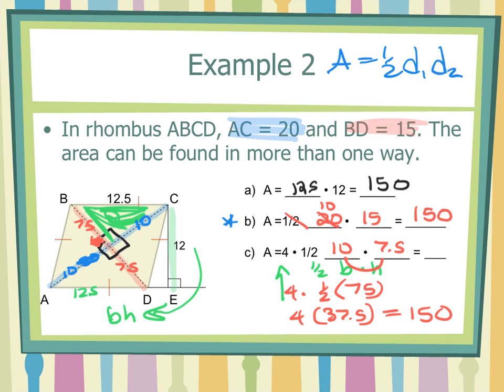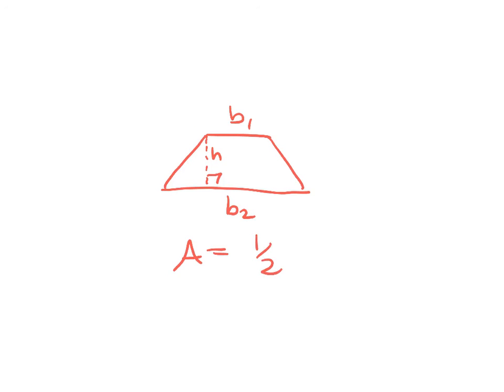But just to read it in case you ever see it on a standardized test, a trapezoid looks like this. We talked about it when we did the quadrilaterals. Again, we need a height. So it would be a base 1 and a base 2. This would be a height. So the area of a trapezoid is 1/2 height, and then base 1 plus base 2.